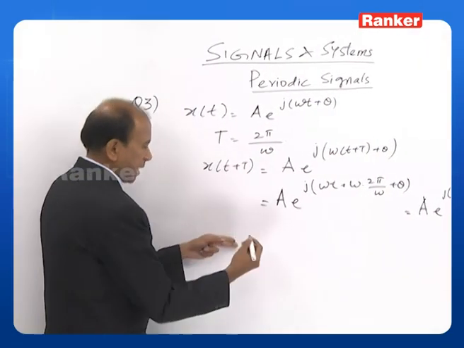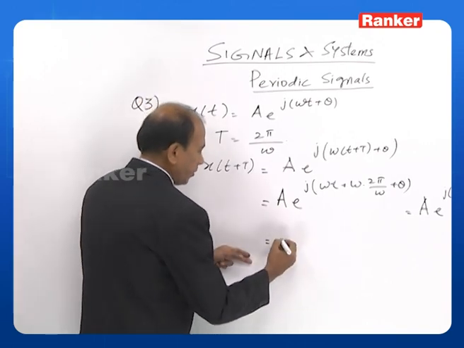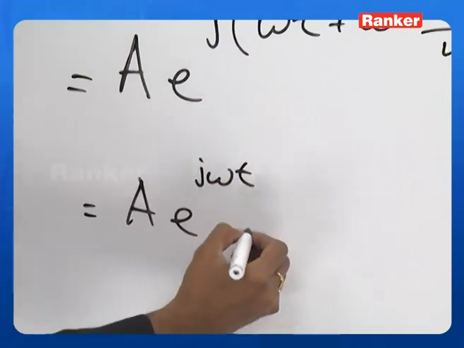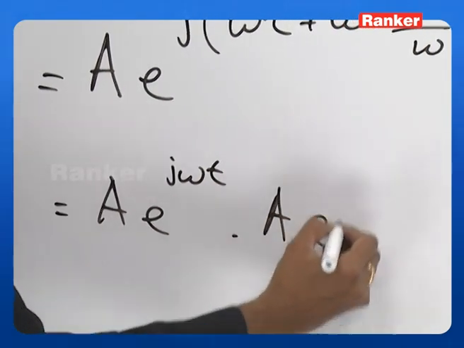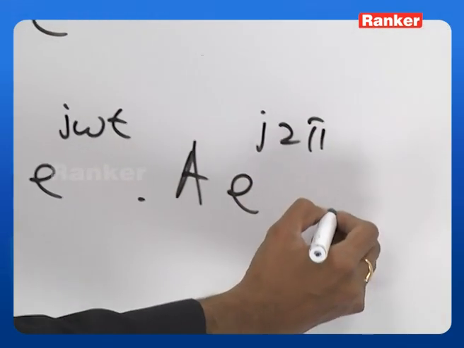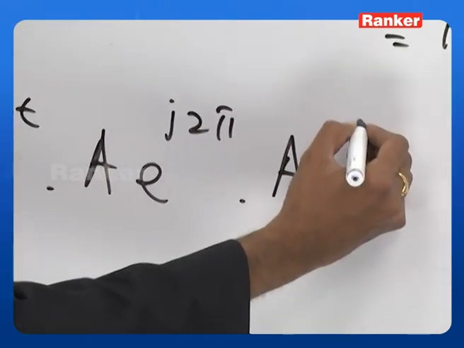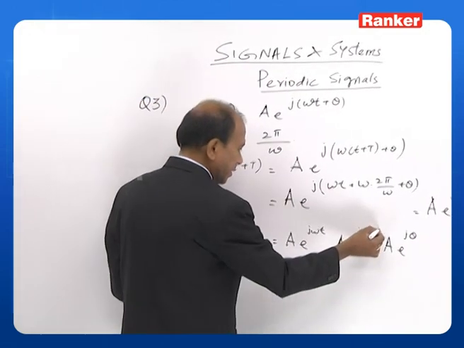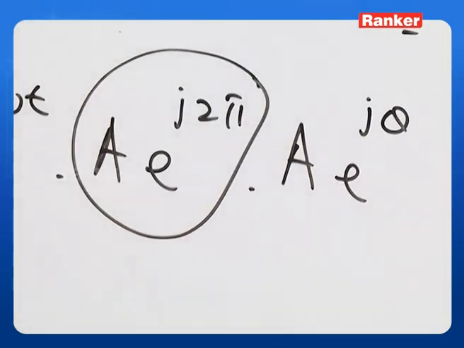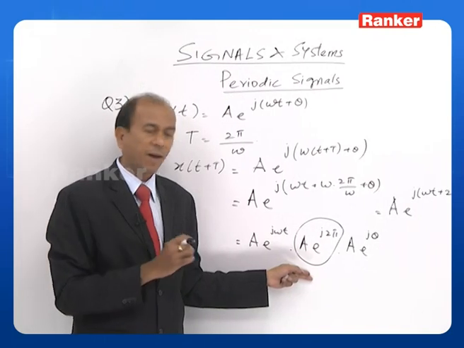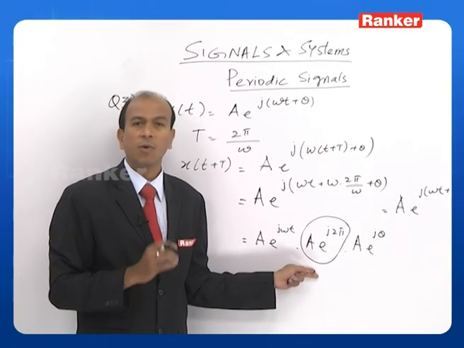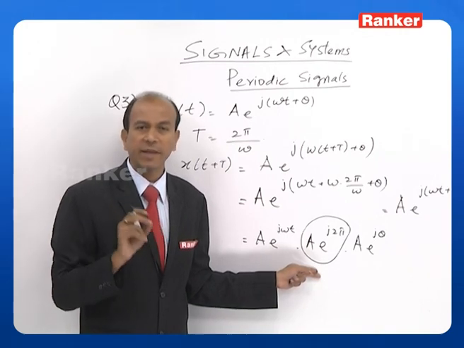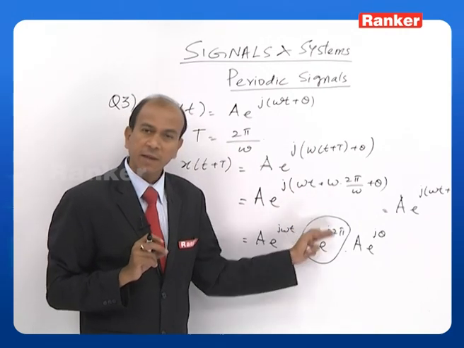Now, let us expand this. This will be equal to e to the power of j omega t into e to the power of j 2 pi into a e to the power of j theta. Now, what is the value of this? e to the power of j 2 pi is equal to cos 2 pi plus j sin 2 pi. Cos 2 pi is 1, sin 2 pi is 0. So, this value is nothing but equal to 1.